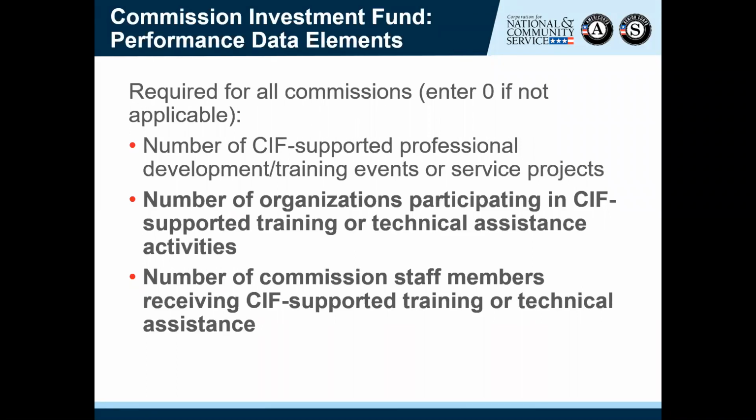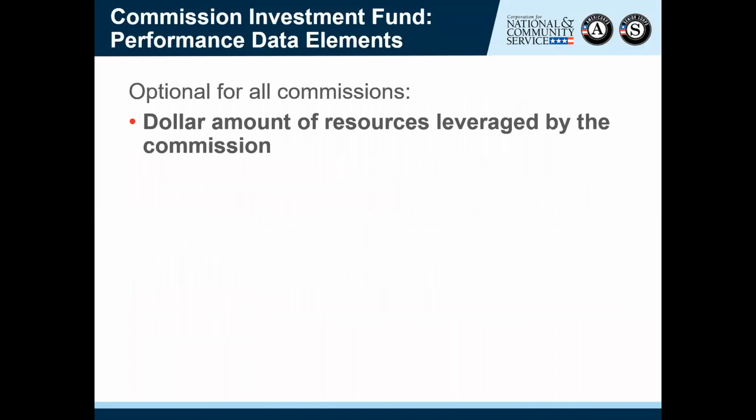The third indicator here is number of Commission staff members receiving KIF-supported training or technical assistance. Nothing more to say about that. That was pretty self-explanatory. Optional for all commissions, one optional element is the dollar amount of resources leveraged by the commission. As commissions on the line know, KIF grants have no formal match, and there's no requirement that commissions leverage any additional funding beyond the CNCS grant amount to support these particular grant activities. But if you do, we encourage you to report it here.